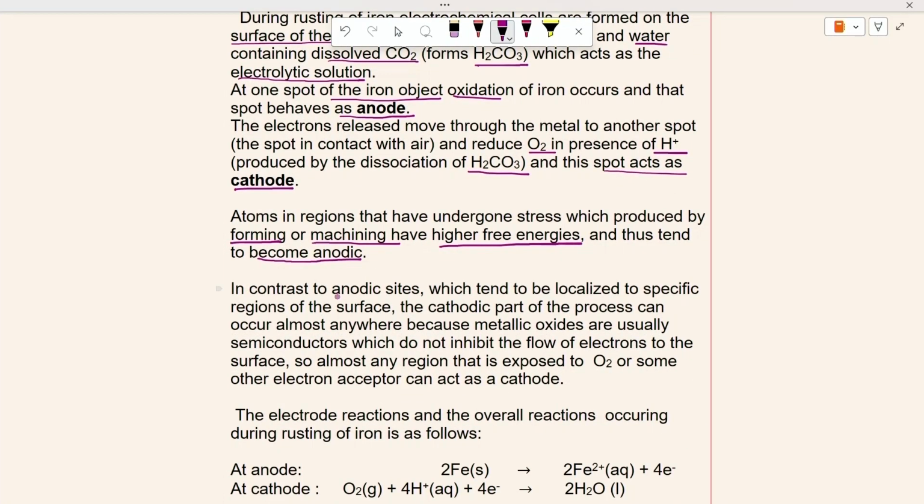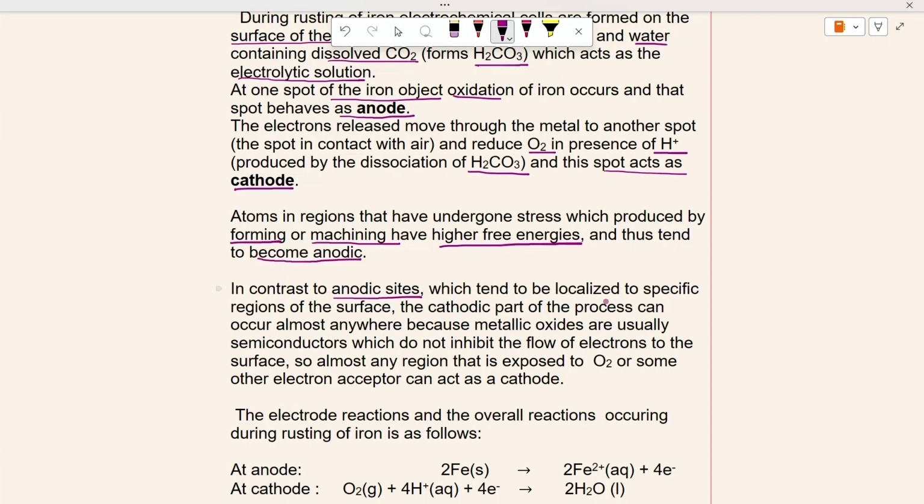In contrast to anodic sites, cathodic sites can be anywhere where the electrons released from the anode can be used. The cathodic region consumes the electrons that have been released and transported on the surface. So, it is not localized; it can be anywhere on the surface of the metal. The cathodic process can occur anywhere because metallic oxides are usually semiconductors which do not inhibit the flow of electrons. Though in the case of iron, it is the region exposed to oxygen that acts as the cathode. It is very important that oxygen is available. Now, let us see the electrode reactions that occur during the rusting of iron.